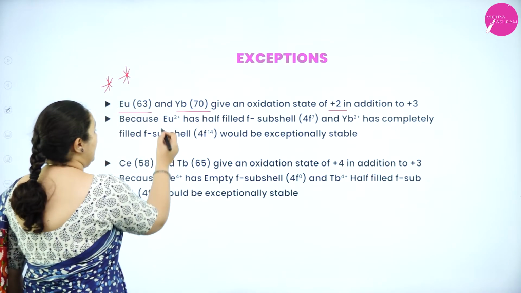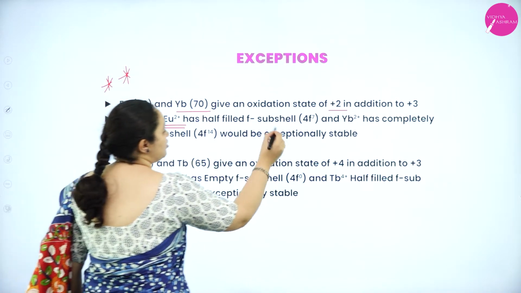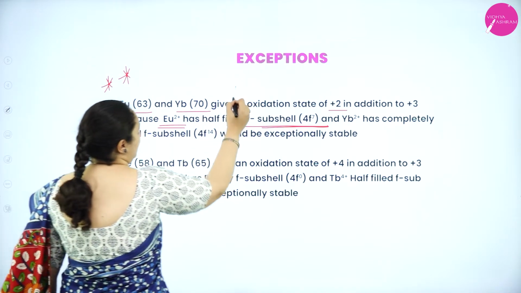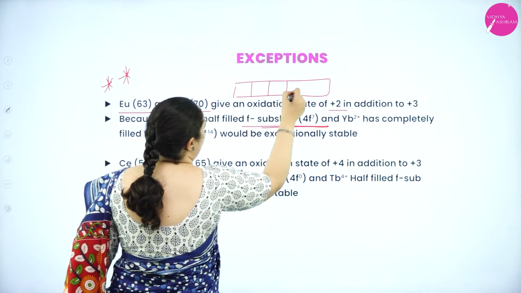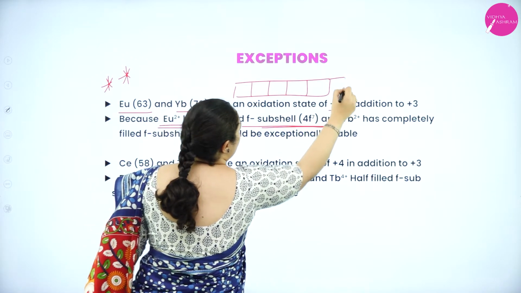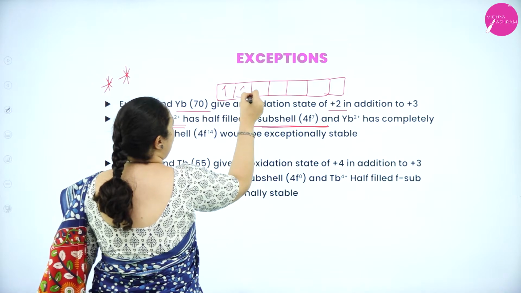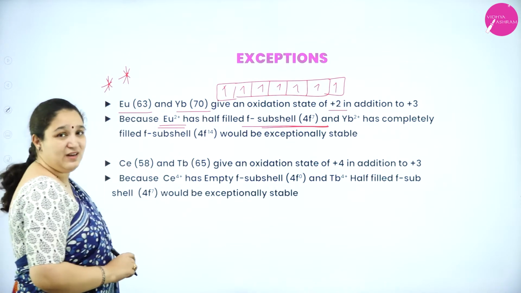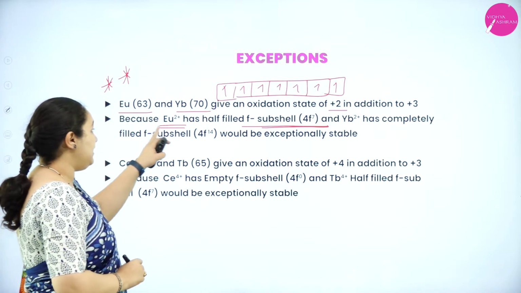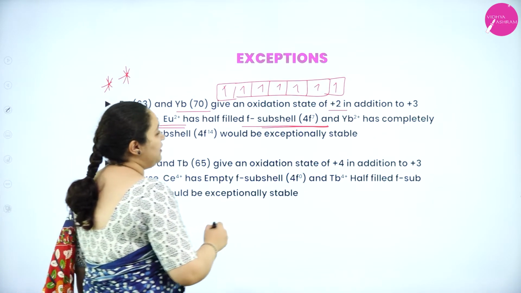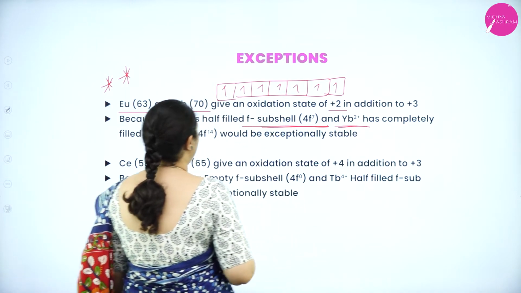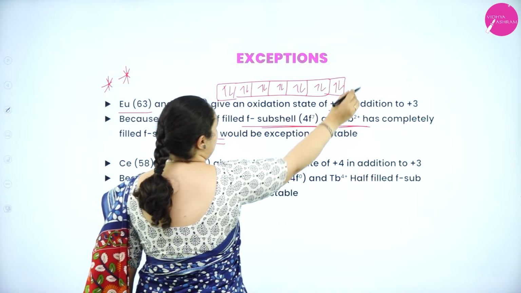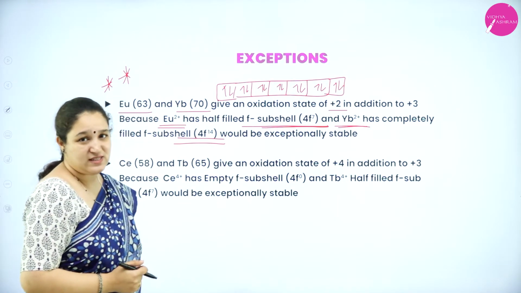Why? Because Eu in +2 state has got a half-filled f orbital. That is, you can see the f orbital: there are 1, 2, 3, 4, 5, 6, 7, and you can see 1, 2, 3, 4, 5, 6, 7. So that is a half-filled f orbital it will get. That's why Eu +2 state is stable. Similarly, ytterbium's +2 state will get 4f14, that is a completely filled f orbital it will get. That is why it is stable.